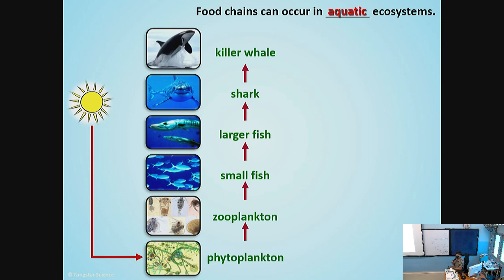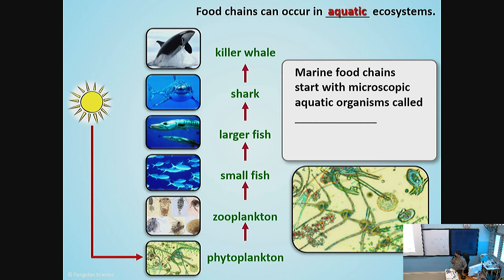First, the phytoplankton is eaten by the zooplankton, which is eaten by small fish, which is eaten by larger fish, which is eaten by shark, which is then eaten by killer whale.